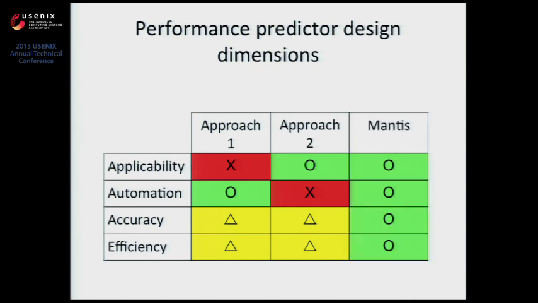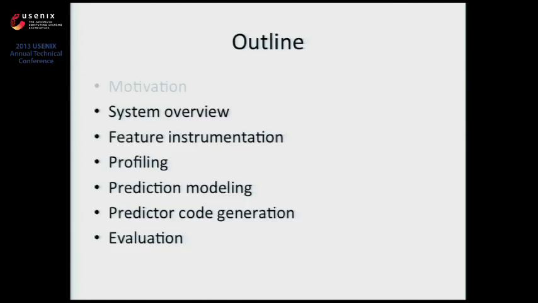With our system Mantis, we achieve all the four properties. Mantis is general purpose, fully automated, highly accurate, and efficient. In this talk, I'm going to tell you how we built such a system. For the rest of the talk, I would like to first give you a high-level picture of our system. Then I'll present the components of the system, visual instrumentation, profiling, prediction modeling, and predictor code generation. Finally, I will present how accurate and efficient Mantis predictors are with multiple mobile apps running on a smartphone platform.